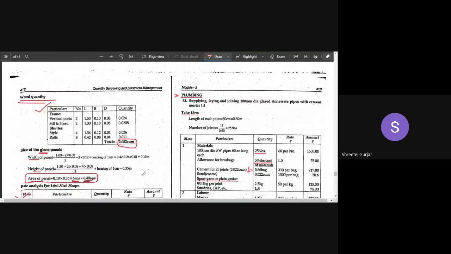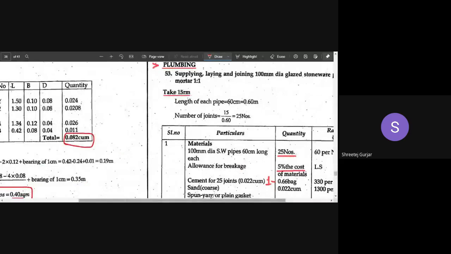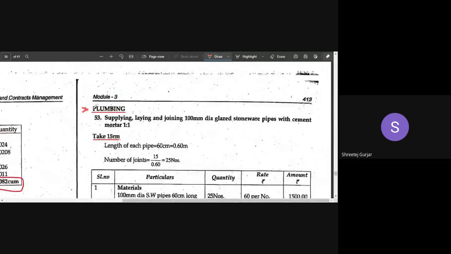Then after we are done with woodwork and glass work in doors and windows, right? Doors and windows. The next important thing we have to learn is plumbing, that we need to do plumbing work and we need to analyze the rate for plumbing work. Okay, so usually for plumbing work you require pipes, right? And pipes are usually bought in running meters. Pipes are brought from the shop in terms of running meters.